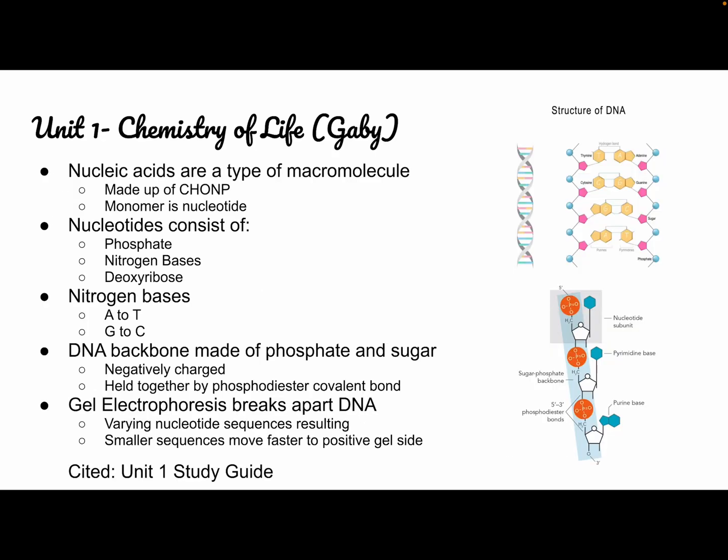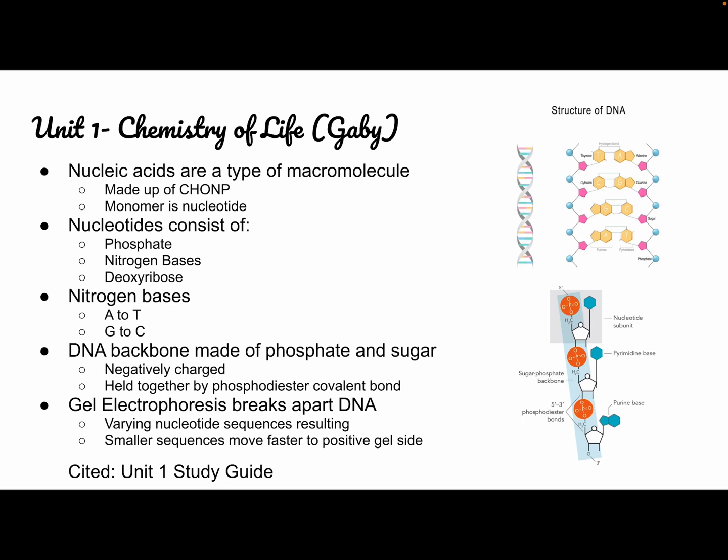Unit 1, Chemistry of Life. Nucleic acids are a type of macromolecule. There are 4 macromolecules: proteins, lipids, carbohydrates, and nucleic acids. Nucleic acids are made up of CHOMP: carbon, hydrogen, oxygen, nitrogen, and phosphate. The monomer is the nucleotide. The nucleotides consist of a phosphate, a nitrogen base, and a deoxyribose. Nitrogen bases are A, T, G, and C. A and T have 2 hydrogen bonds, and G and C have 3 hydrogen bonds.